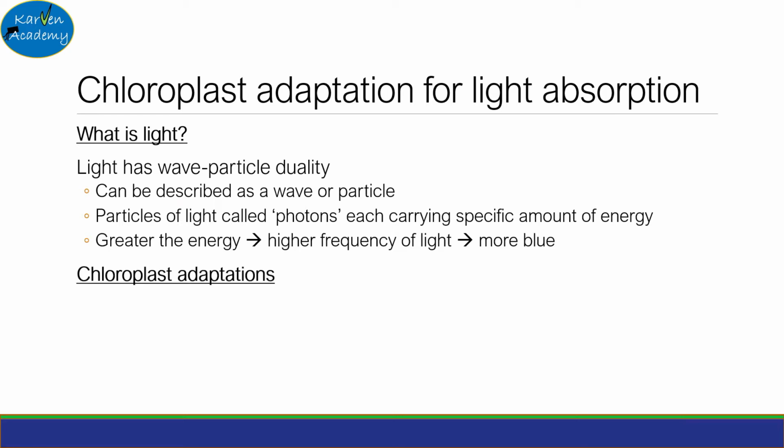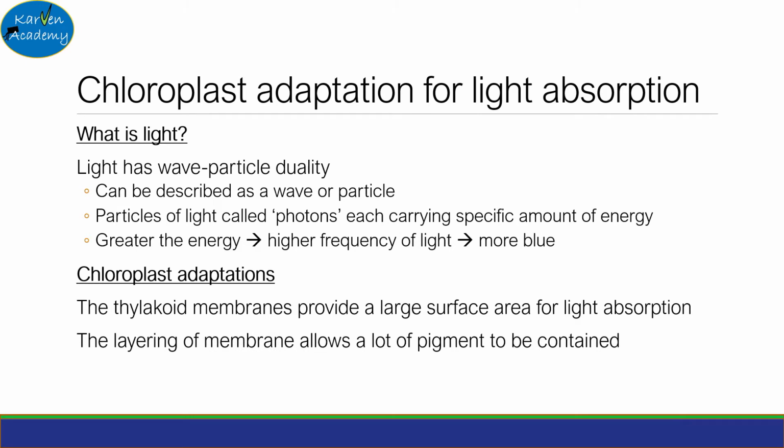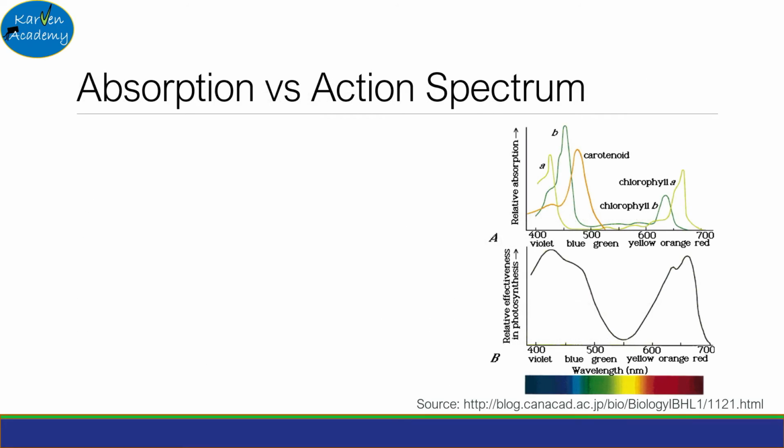Now let's look into the adaptation of the chloroplast. The thylakoid membrane provides a large surface area for light absorption, and the layering of the membrane allows a lot of pigment to be contained. I just want to reiterate that the information in this slide is quite complex, so do take some time in understanding it. Alright, if you have come this far, you're doing quite well.